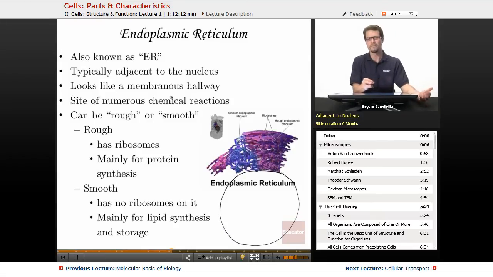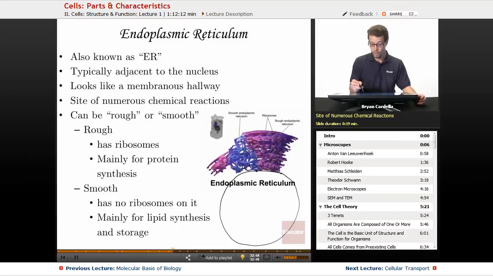And it does look like a membranous hallway, like you can imagine different molecules kind of weaving through here as it goes through the different membranes. And it's a site of numerous chemical reactions. Depending on where you are in this ER, you've got different stuff going on. Sometimes it's proteins being made, lipid parts being made.